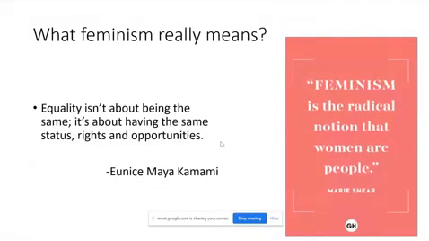So feminism does not claim that women are the same as men. What they're talking about is equality. Equality in the realm of status, with regard to status, rights, and opportunities. As you can see, Eunice Maya Kamami clearly says that equality isn't about being the same. It's about having the same status, rights, and opportunities. And here I have a very popular slogan which went with the wave of feminism, which says feminism is the radical notion that women are people.